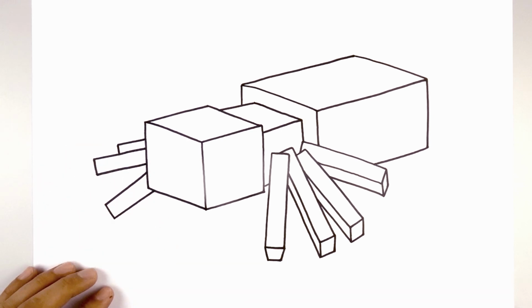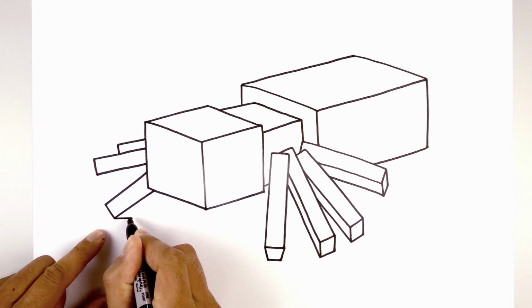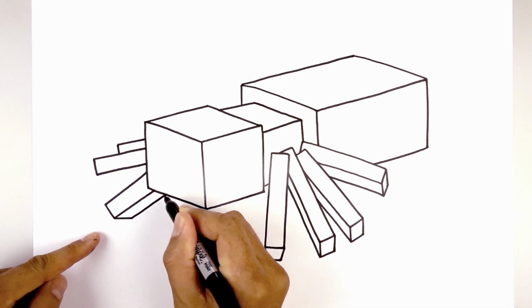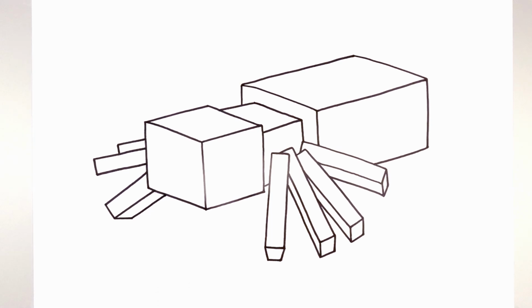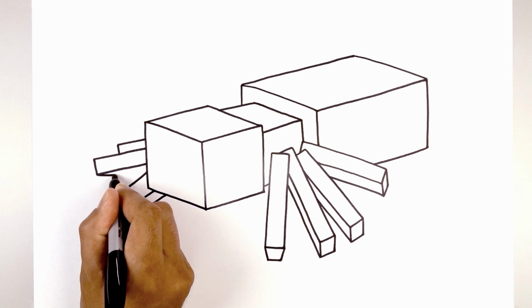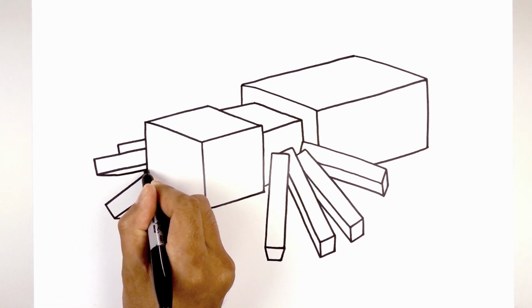Now let's add some shape to the legs. Starting from this corner, we're going to go straight across and in. I'm going to pull this up and in behind the head. Let's do the same thing up here. Start with that short line coming in, and we'll go all the way up in behind the head.